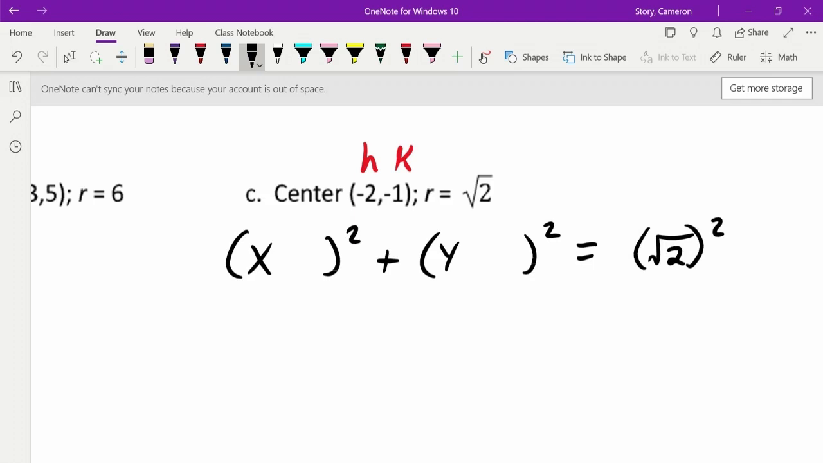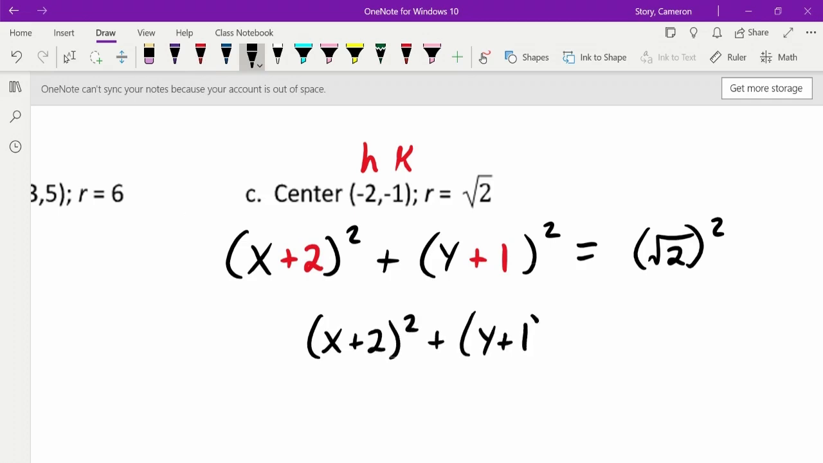My value for h is -2, so we need to make that a +2 in the equation. We just flip the sign. And my value for k is -1, so we need to make that a +1. We just flip the sign. If we simplify this and get the final equation, we get (x plus 2) squared plus (y plus 1) squared is equal to the square root of 2 squared. So the square and square root cancel each other out, and this would just be equal to 2.